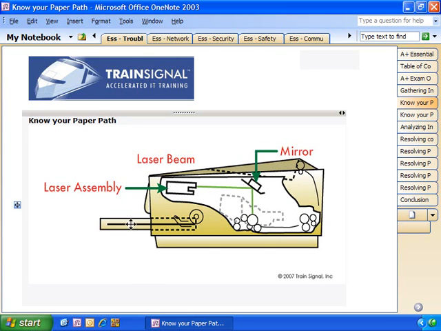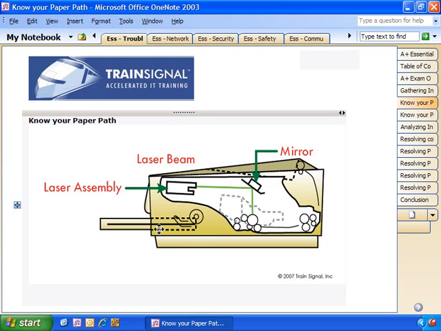You see here's the paper tray. The rollers pick up the paper, bring it in through here, underneath the toner cartridge, around here to the fuser, and then up to the top, and then out the top to a paper tray. So it's a very simple paper path.